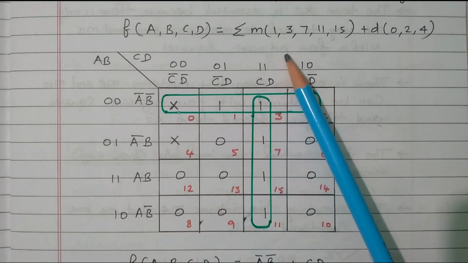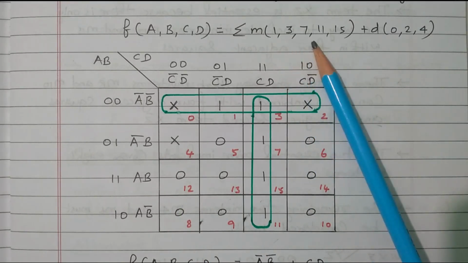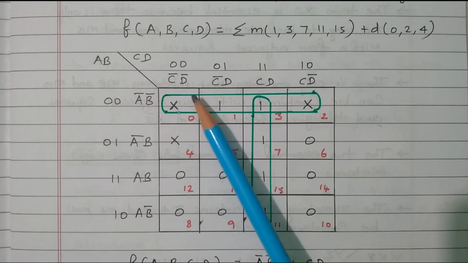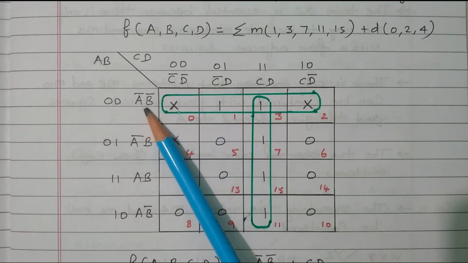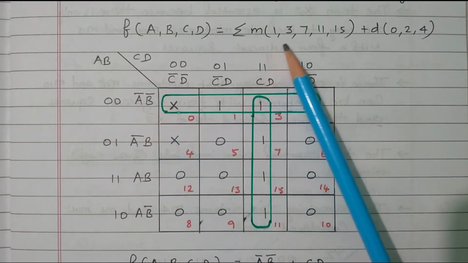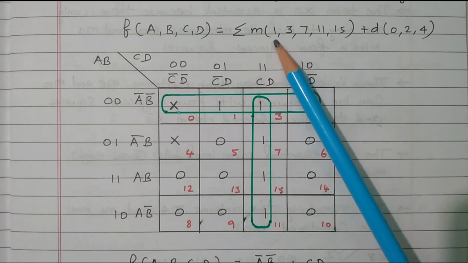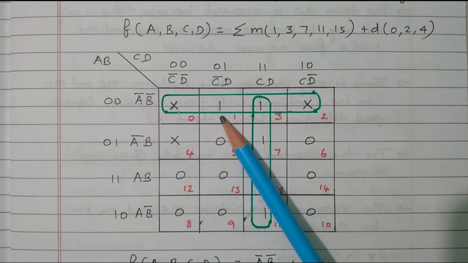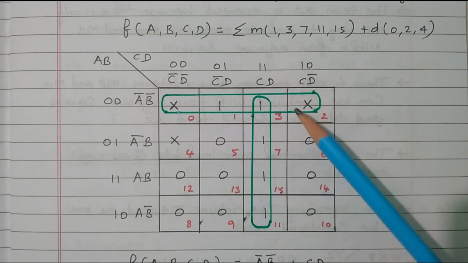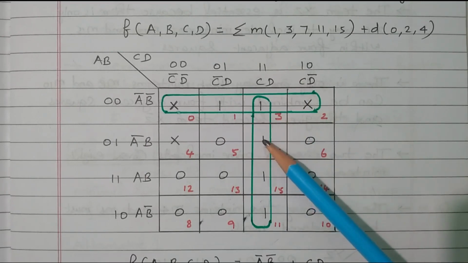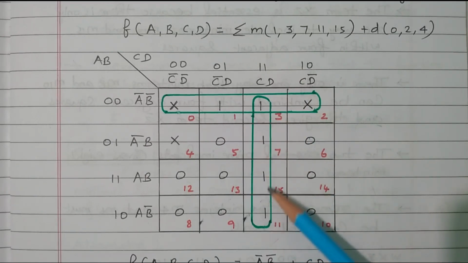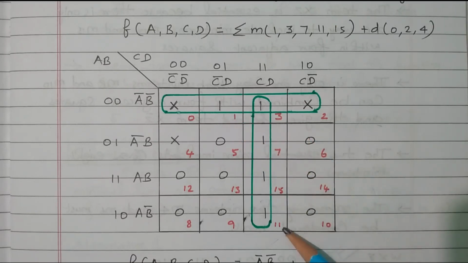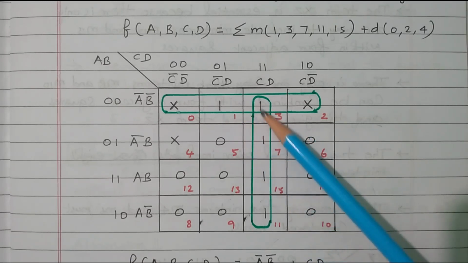In this problem the minterms are given directly, so we can mark the minterms directly in the K map. In some problems the expression will be given as A bar, B bar, C bar and so on, but here minterms are given directly. So we will mark the minterms. This is 1, so we mark it as 1. Then 3 is also marked as 1. Then 7, then 11 and 15. So there are 5 minterms, 1, 3, 7, 11 and 15, marked as 1.